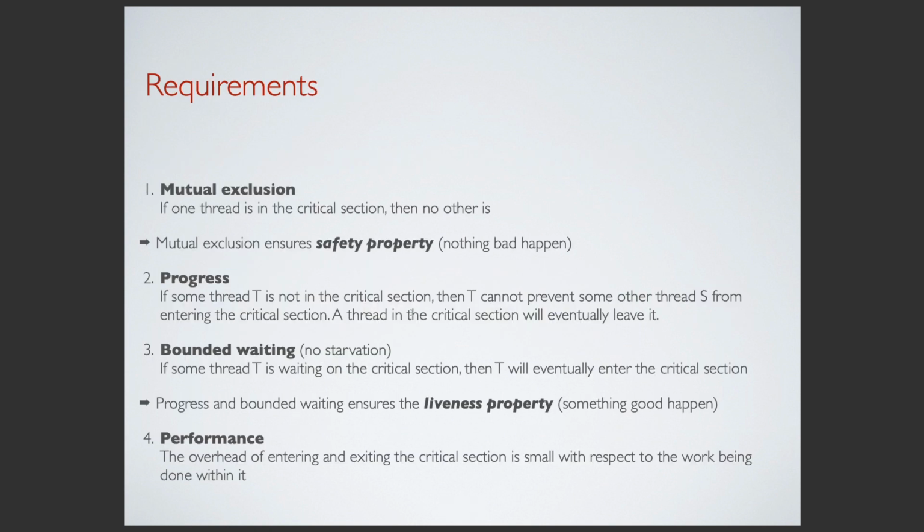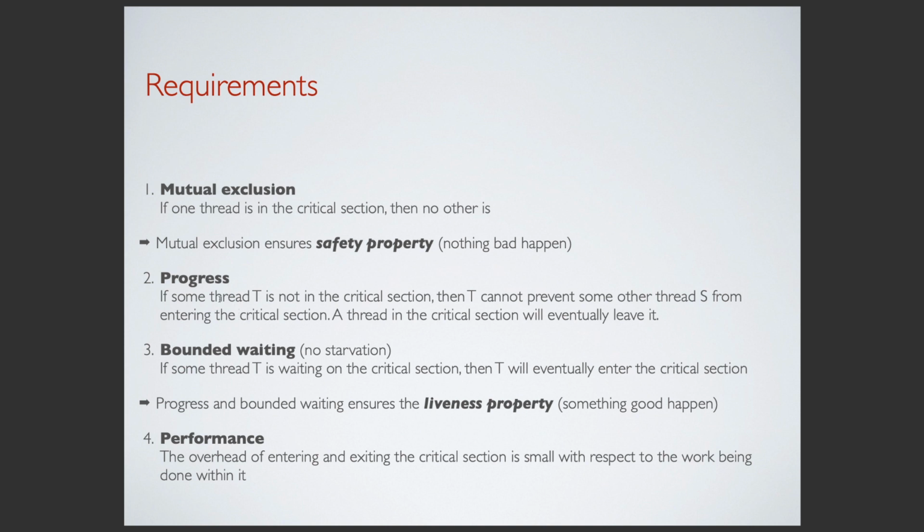So there is some kind of vocabulary around this kind of problem. We talk about mutual exclusion. If one thread is in the critical section, there is no other thread in that critical section, only one thread at a time. And we call that a safety property. Nothing bad happens. You make sure that you are not going to have this kind of race condition.